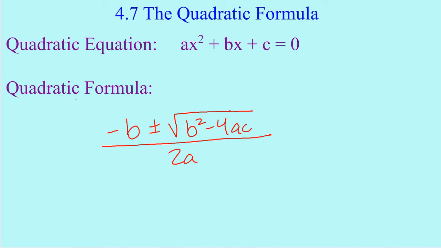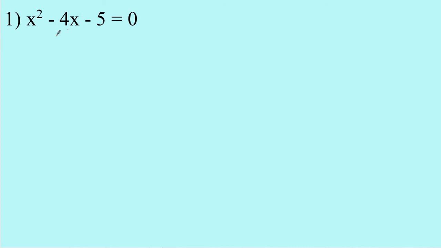Okay, so you think it would be easy, but I see kids mess this one up all the time, even when they plugged it in correctly. So let's see. Let's start with number 1. So again, you want to line it up with, let's write it this way, ax squared plus bx plus c always equals 0. So in this situation, we have a equals 1, b equals negative 4, and c equals negative 5.